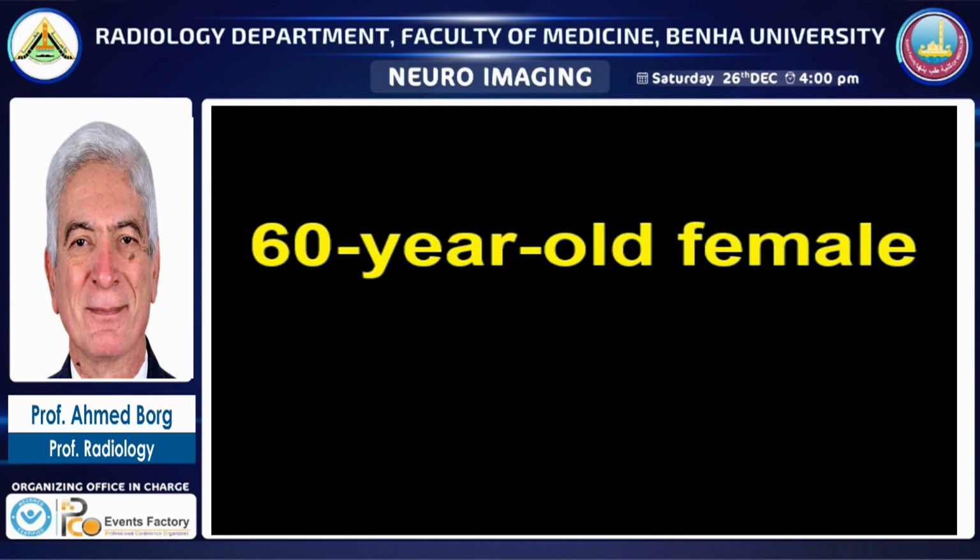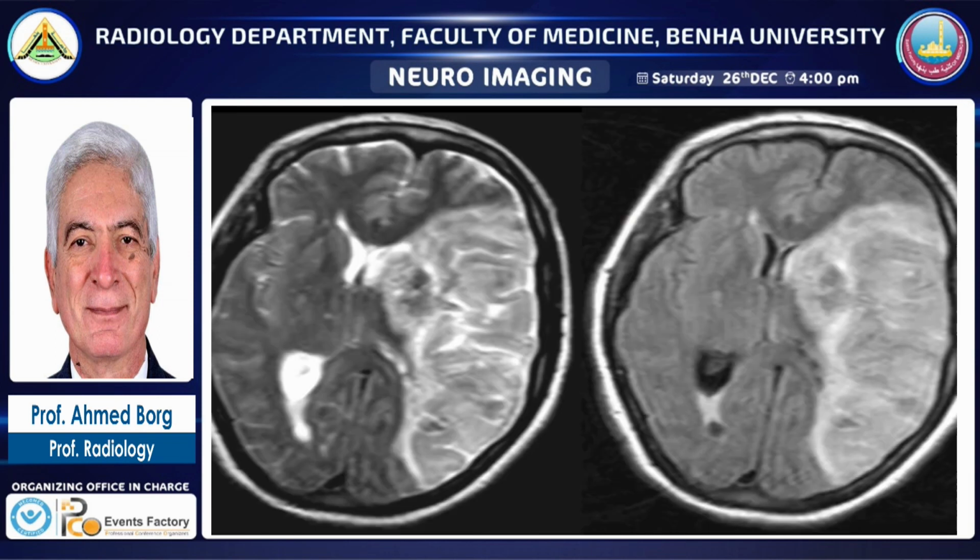Next case, 60-year-old female. There is hyperintense signal on T2 weighted image and on FLAIR image in this large area. This is with involvement of the cortex and subcortical white matter. So what do you think? This is the territory of which artery? This is the middle cerebral artery territory.